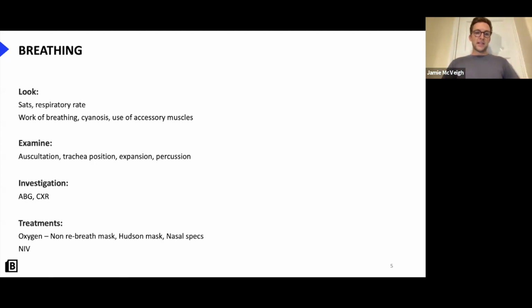So auscultate the chest, and think about, is there bilateral air entry? If not, you're very worried that there might be a pneumothorax or a hemothorax on one side. The other thing is, are there creps at the bases? Thinking about pulmonary edema. Are there creps just on one side, maybe in the mid zones or at the bases, could be at the apex? That's more likely to suggest a consolidation.